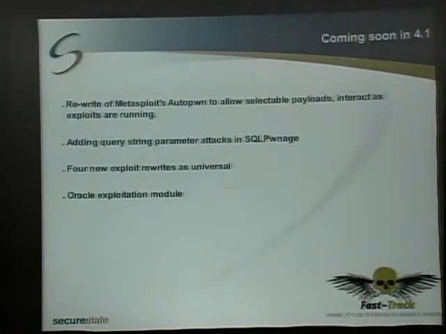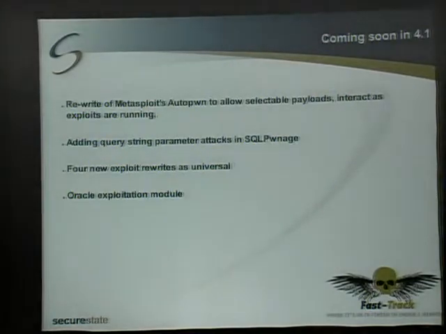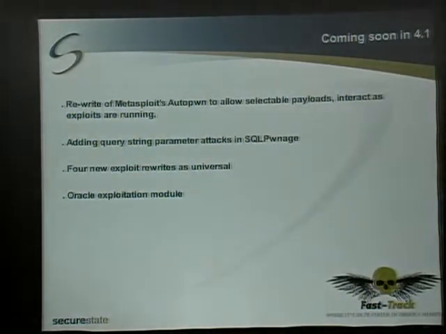Coming soon in 4.1, a rewrite of Metasploit's auto-own. Right now, when you're doing the auto-own, it's single-threaded, it's going through and running exploits in parallel, and it doesn't allow you to interact with it. So basically what we're going to end up doing is rewriting it so it pulls all the exploits out of the Metasploit framework, uses a multi-handler, and then as you're running the exploits, you can interact with them as you're going on, as well as allow you to do whatever type of payload you want to, because right now it's a bind shell. So we're going to change it so that you can do GUI, whatever you want to do.